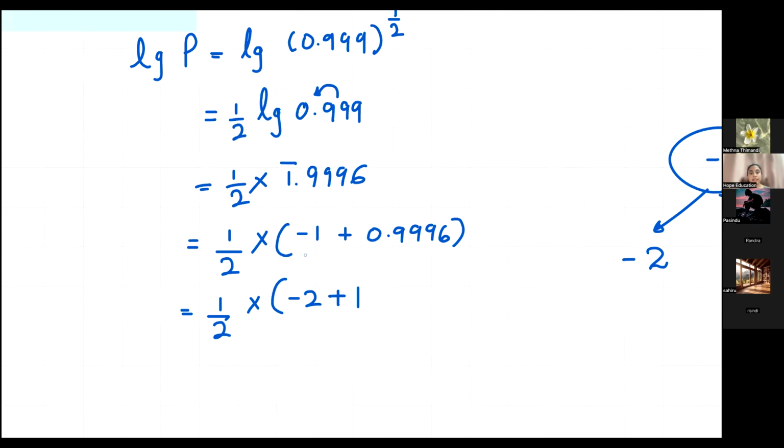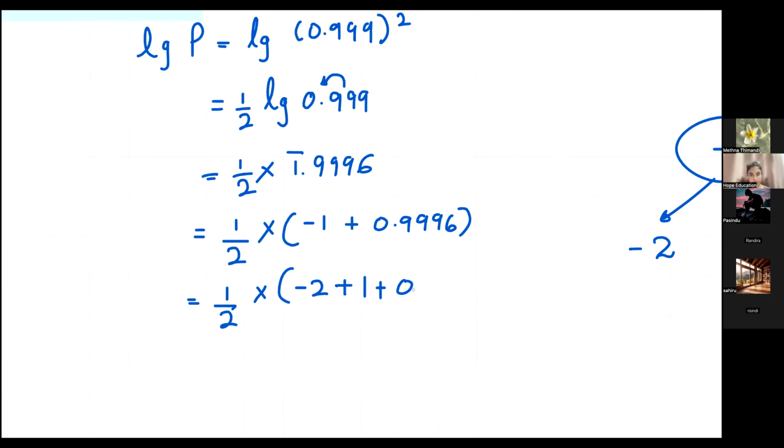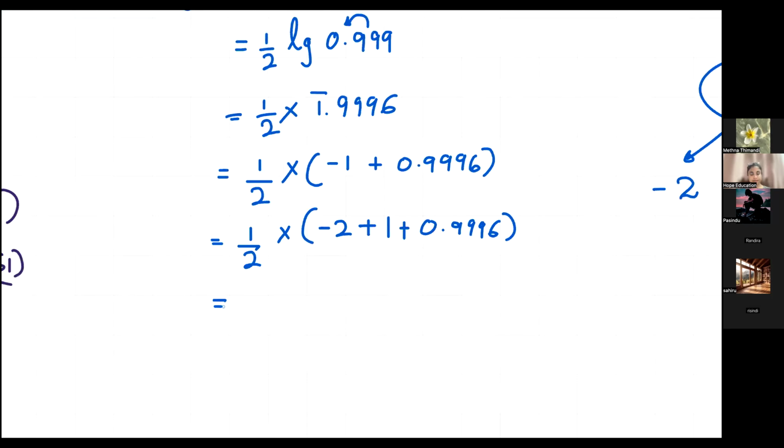Okay. Then here our mantissa as usual is 0.9996. Minus 2. Now I combine my characteristic and mantissa and write it as bar 1.9996.